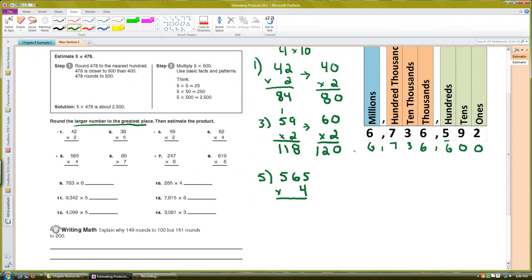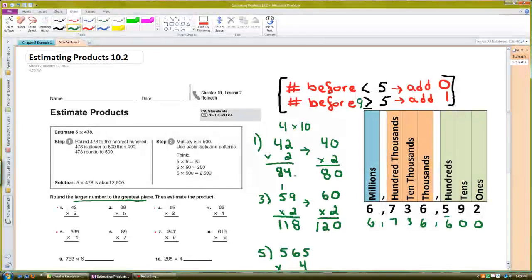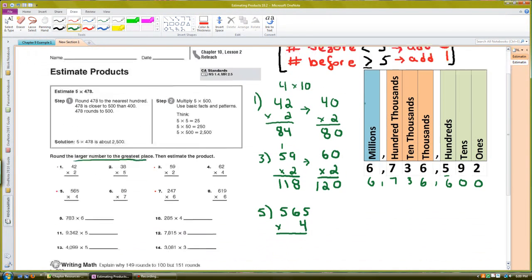In this case, looking at our tables, you really want to memorize this table, the ones, tens, hundreds, thousands, and so on, all the way up to millions. Our largest place is the hundreds. So we look at the number to the right. It's 6. Come back up here to our table, and I want to erase this 9. Okay. 6 is greater than or equal to 5. So we're going to add 1.